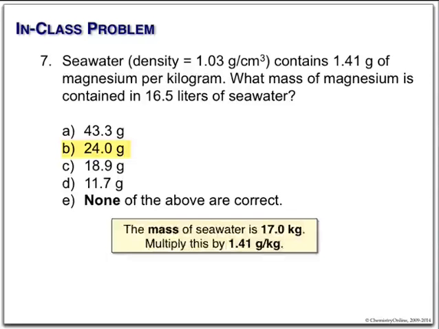If we have 16.5 liters and the density is 1.03 grams per cubic centimeter, that should come out in your calculation to about 17 kilograms. If you didn't try it or didn't get it, check it, make sure you get it. Once we know the number of kilograms, multiply it by 1.41, and you get 24 grams of magnesium.